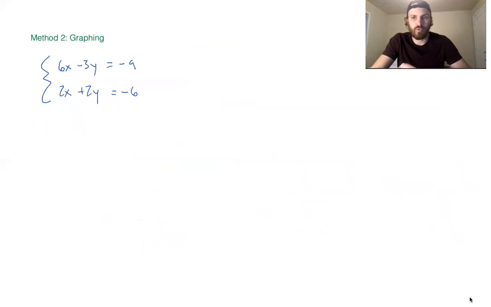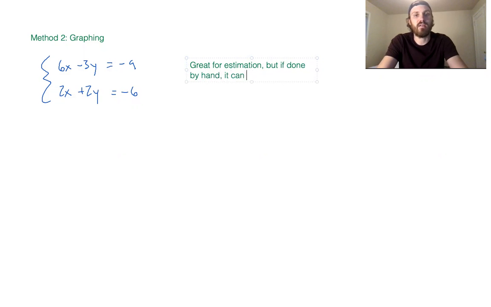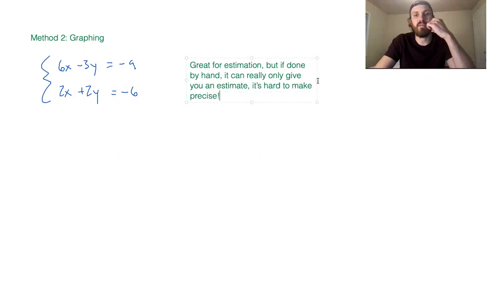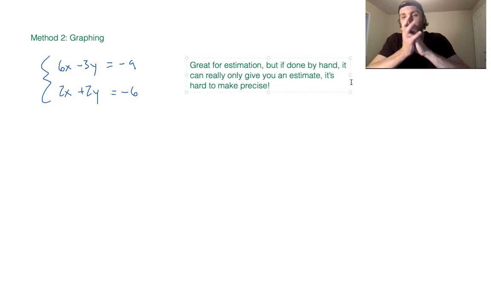All right, method number 2 is graphing. Now, graphing is great for estimation, but if done by hand, it can really only give you an estimate. It's hard to make precise. So I think graphing is just a little bit hard to do by hand, but I really encourage you to always use graphing when you're solving equations and systems of equations to give yourself a sense for what is probably going on. And if you have a graphing calculator or Desmos, this can be a great method.